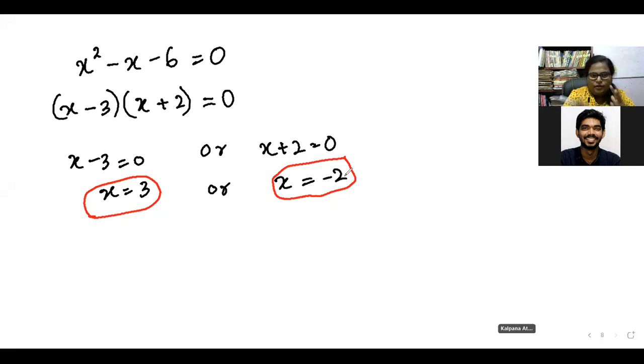Right, if you want to repeat this the other way, that means someone says: find the quadratic equation which has the roots 3 and minus 2. So how do we construct the quadratic equation now?